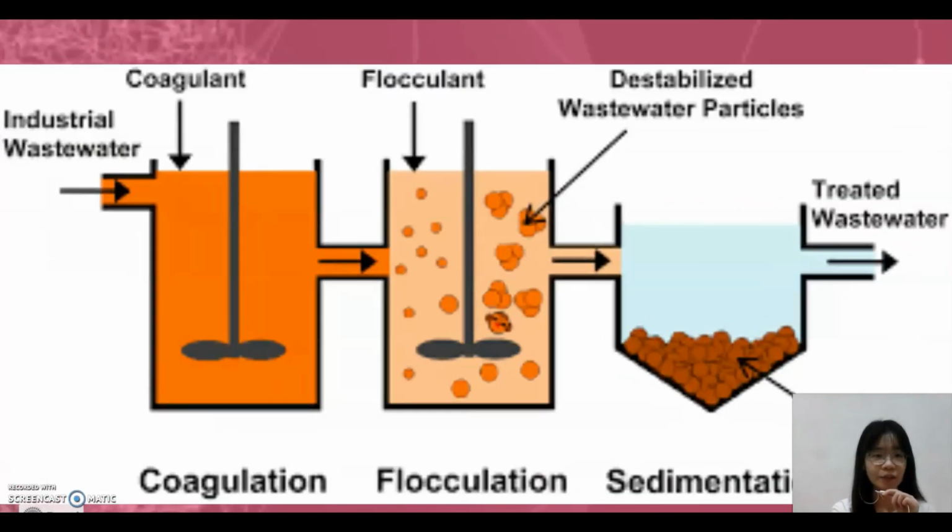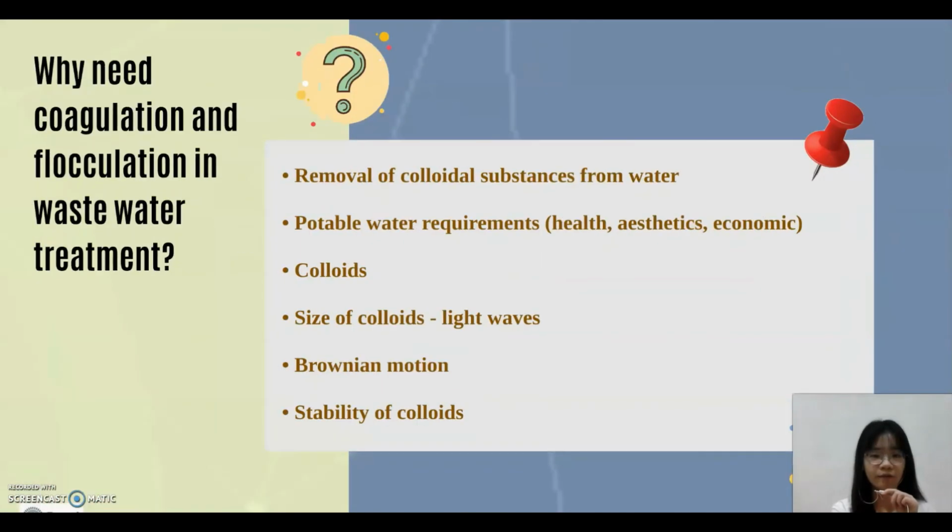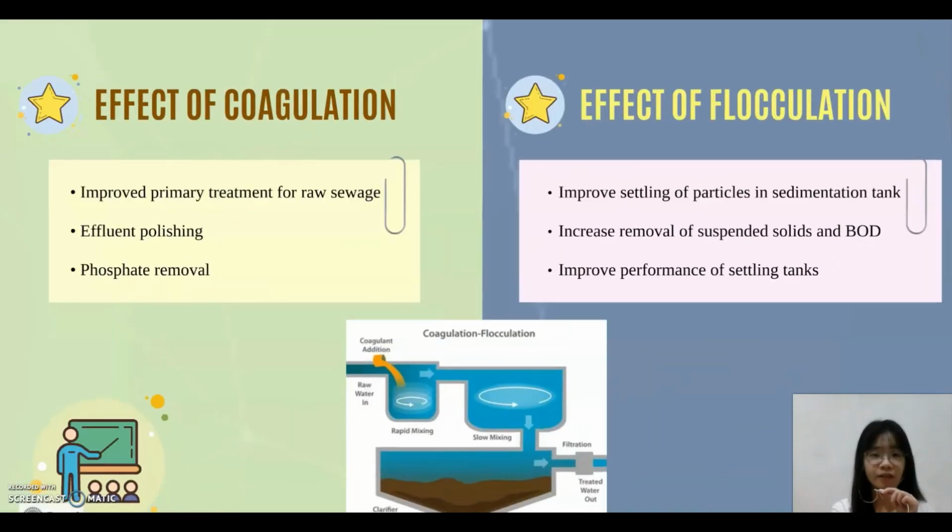This figure shows industrial wastewater treatment using coagulation and flocculation methods. Coagulation and flocculation processes are needed in wastewater treatment in order to remove colloidal substances from water and also to satisfy potable water requirements. The effects of coagulation are improving primary treatment for raw sewage, effluent polishing, and phosphate removal, while the effects of flocculation are improving settling of particles in the sedimentation tank, increasing removal of suspended solids and BOD, and lastly improving settling time performance.